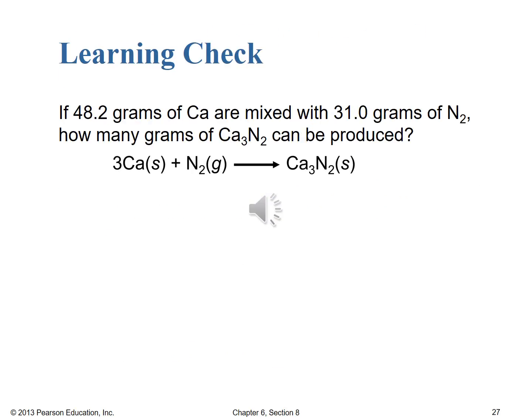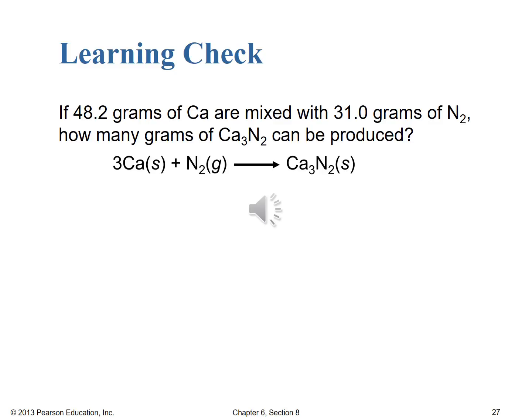Okay, why wait for the exam when we can try this out right now? So in this learning check, we're asked if 48.2 grams of calcium are mixed with 31.0 grams of nitrogen, how many grams of calcium nitride can be produced? And we have our balanced chemical equation showing 3 moles of solid calcium react with 1 mole of gaseous nitrogen, dinitrogen, one of our diatomics. We just call it nitrogen, but we understand it to be N2. Yields 1 mole of calcium nitride solid.